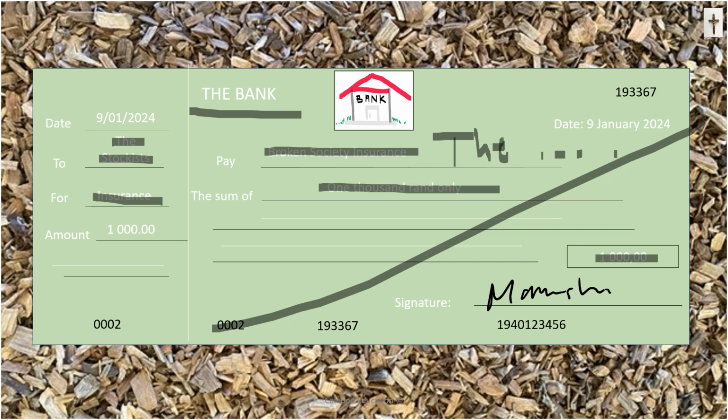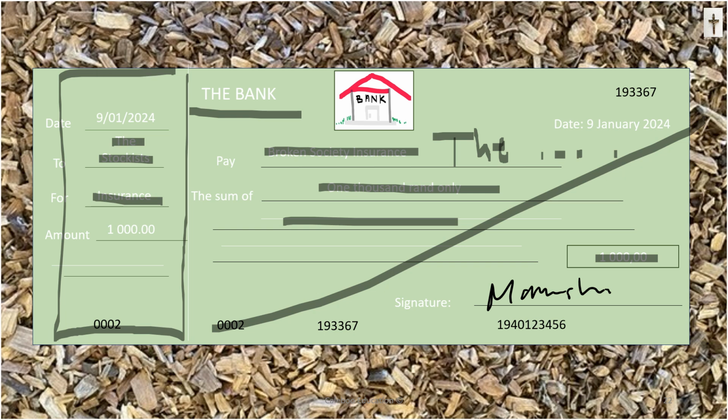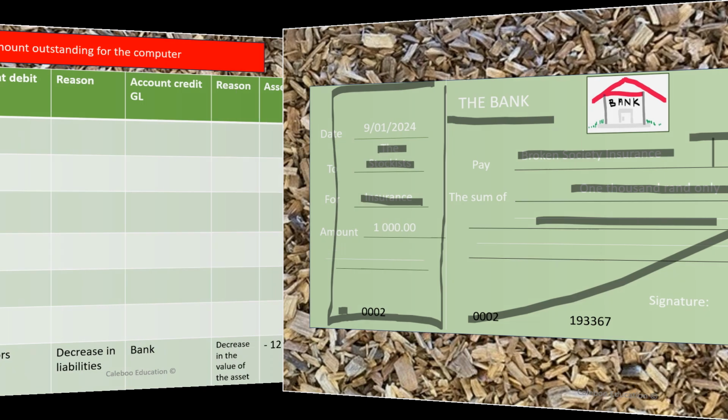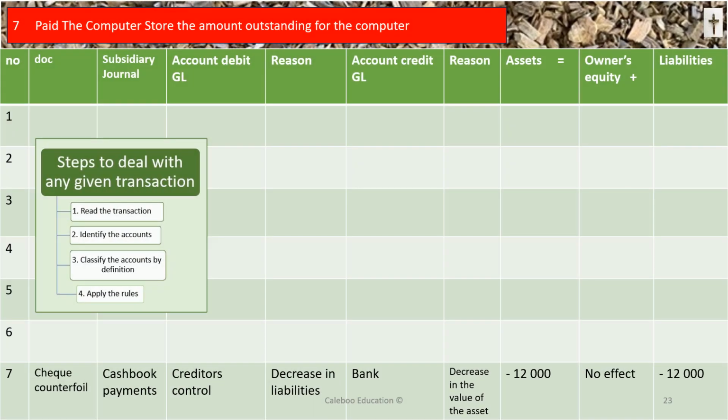But remember, I said most payments now are being made electronically, but the textbooks still use quite often a checkbook to make cash payments. So the check counterfoil is left behind. This should be check number 3, and the transaction was documented, and now it needs to be recorded on the table. So it says here, paid the computer store for the amount outstanding on the computer.